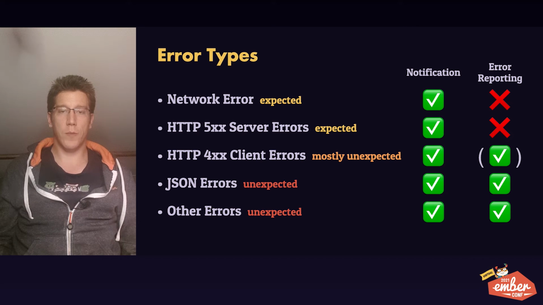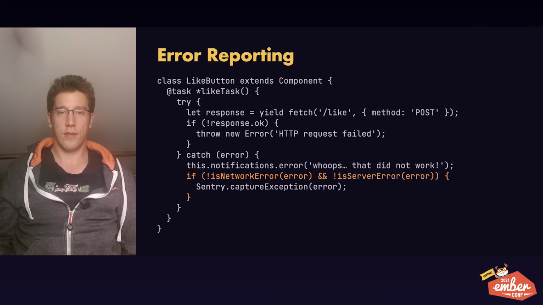We want to make sure to display error notifications to the user for all types of errors. But to reduce the noise on the error reporting system, we should only send unexpected or actionable errors to a system like Sentry. We can do this by checking the error type before sending it to Sentry. And as we discussed, we don't want to send network errors or server errors because those are not really actionable for us.